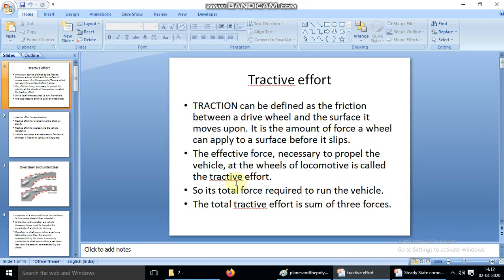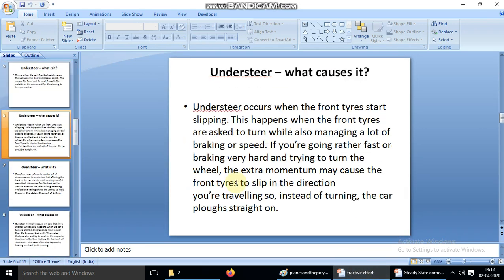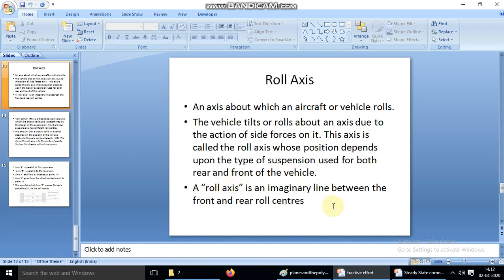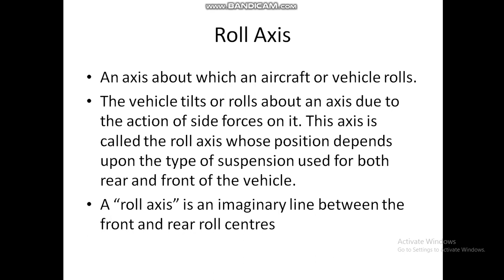One more concept I want to discuss today is roll axis. So what is roll axis? It is also related to directional stability of the vehicle. An axis about which an aircraft or vehicle rolls is called roll axis. The vehicle tilts or rolls about an axis due to the action of side forces on it. This axis is called roll axis.